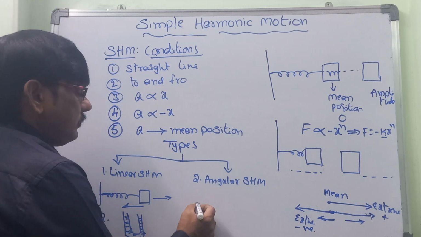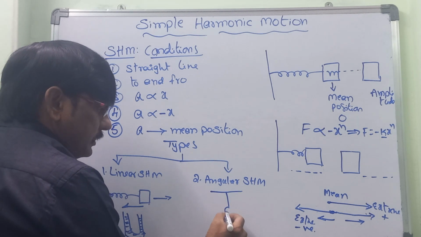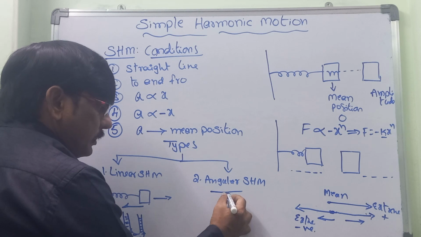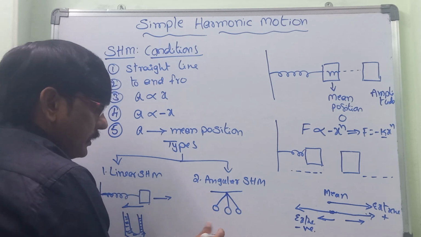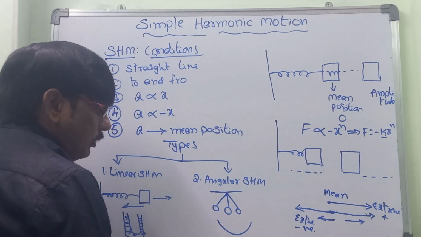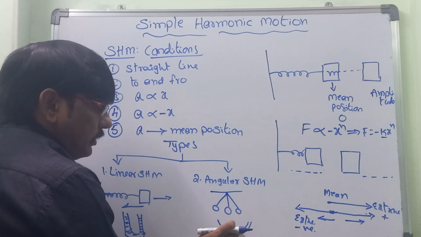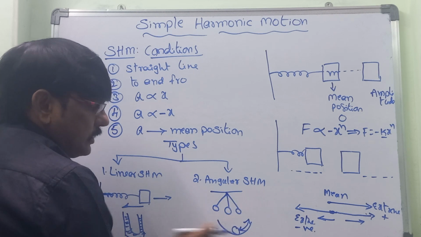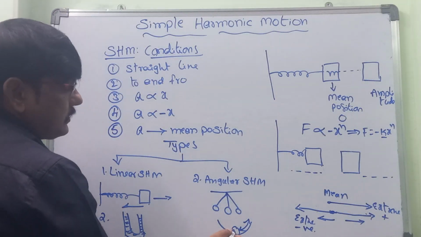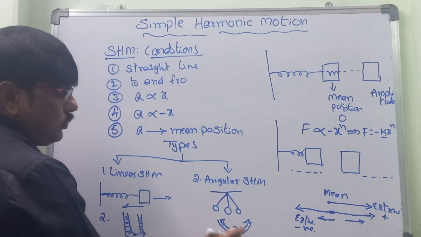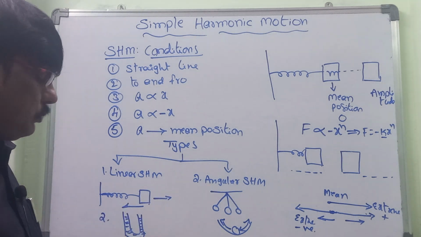For angular harmonic motion, we can take the simple pendulum, or a clock. The pendulum in the clock, its motion also we can consider as simple harmonic motion. And one more example: take a hemisphere bowl with a ball. When we drop the ball, it goes upwards as well as comes down again. So the particle is moving to and fro, and we can call that angular simple harmonic motion.